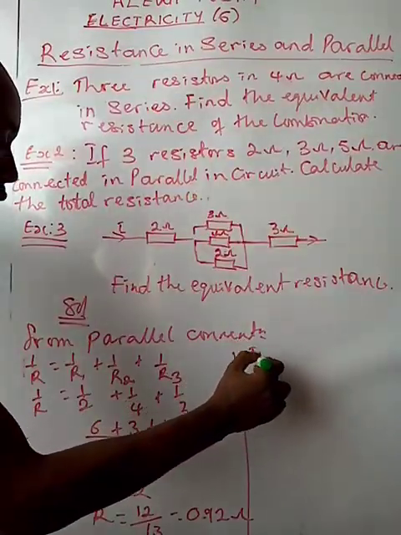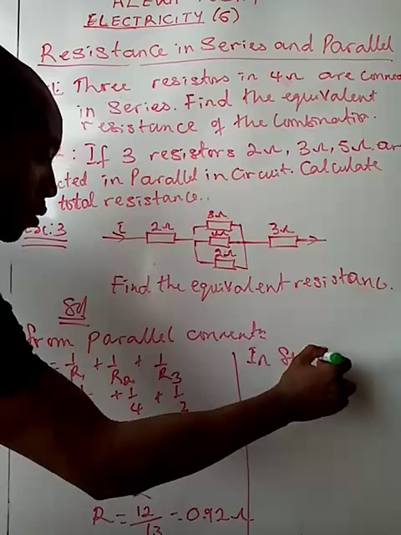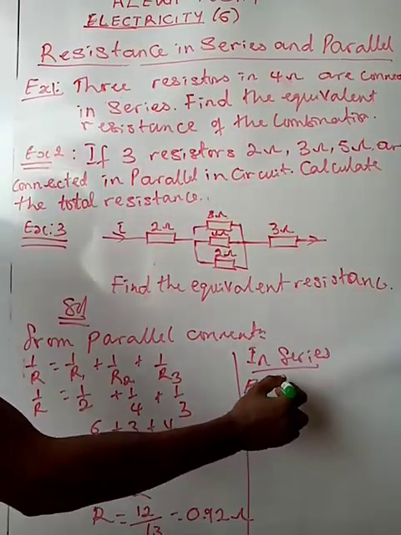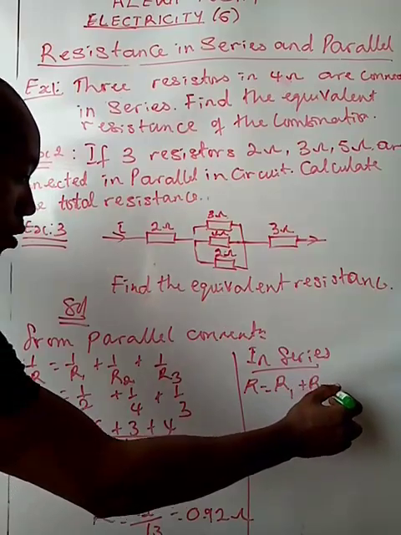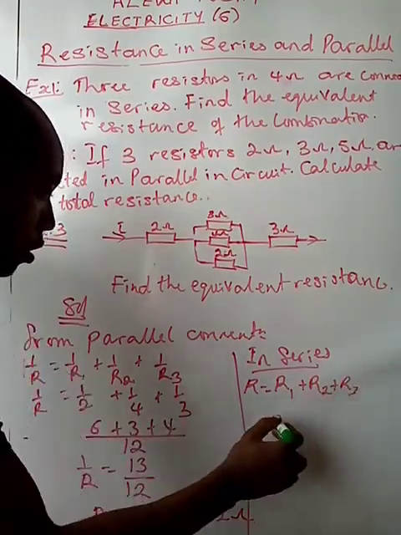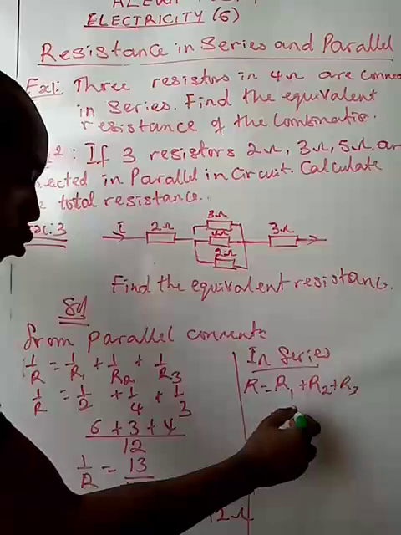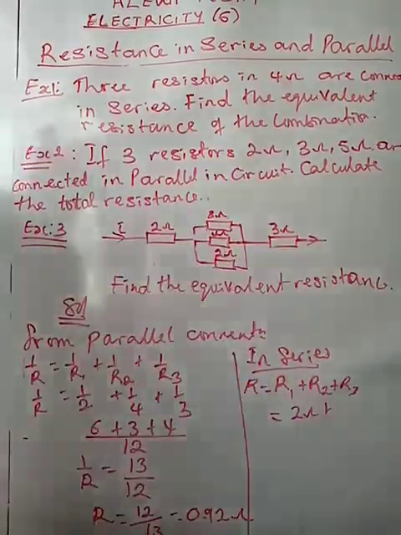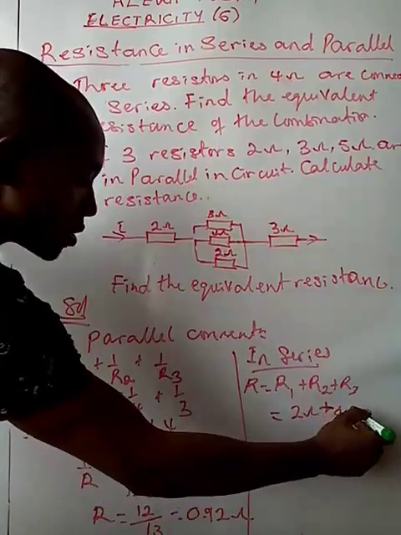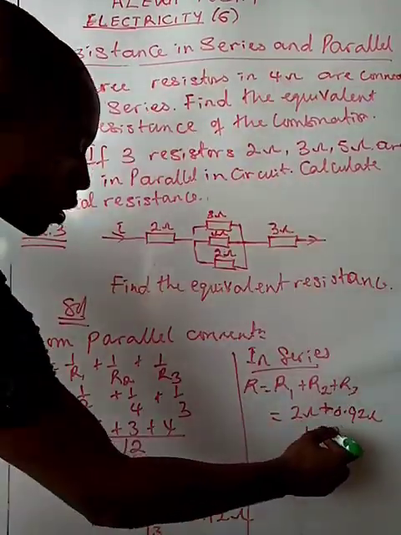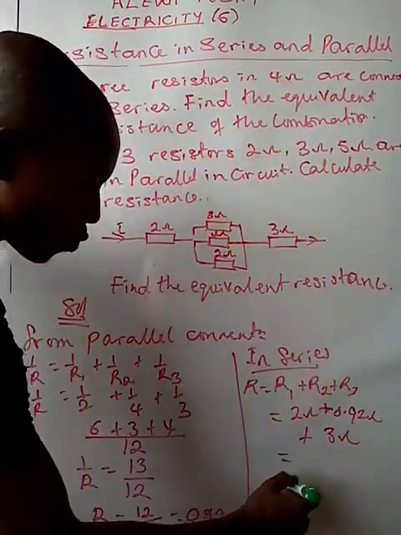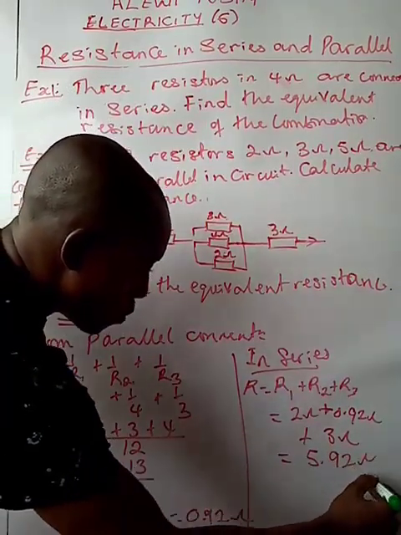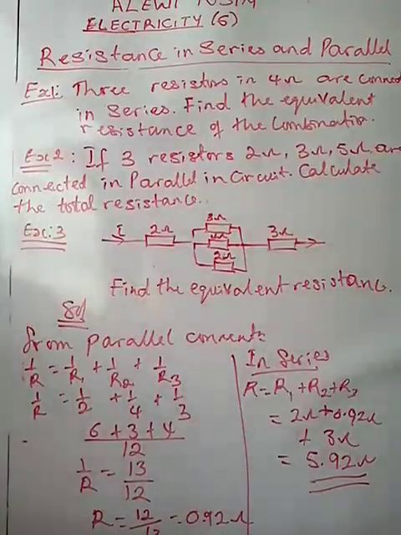In series now, we are having R equals R1 plus R2 plus R3. What's our R1 here? Is 2 ohms. Now our R2 becomes the solution for this parallel part. That's 0.92, plus 3 ohms. So the final answer here becomes what? 5.92 ohms. Final answer. So we stop there for now.